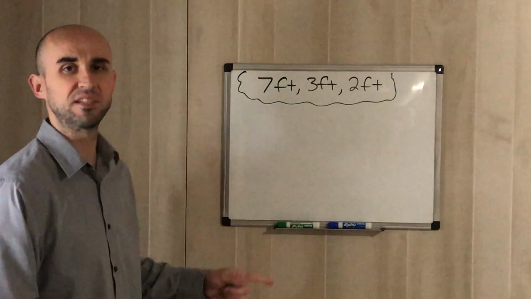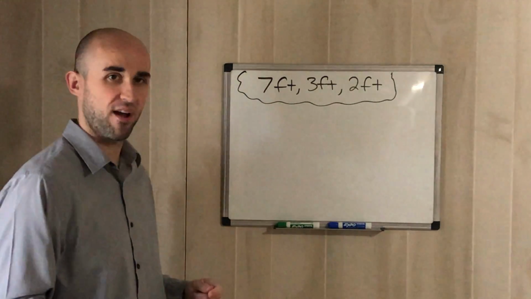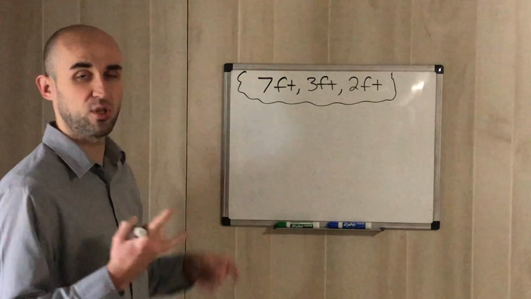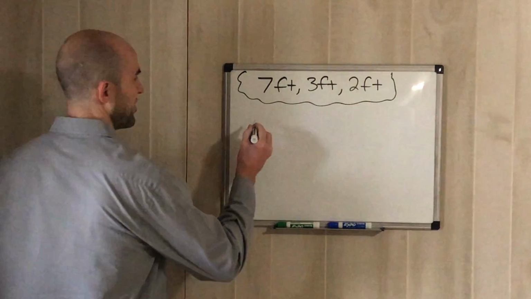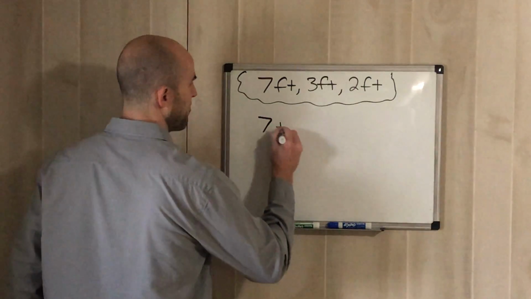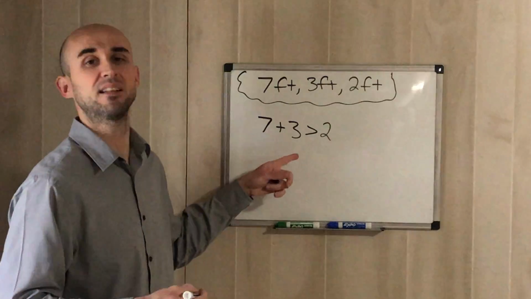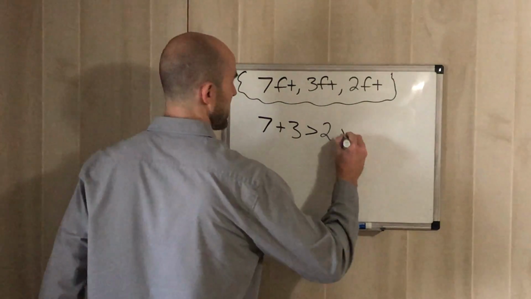Same thing. We have 3 sides. We want to know if they can make a triangle, right? By applying the triangle inequality theorem. Same thing. When we add up 2 sides, must be greater than the third. So the first one we can do is 7 plus 3. We want that to be greater than 2. 7 plus 3 is 10. We know that 10 is greater than 2, so that's good.